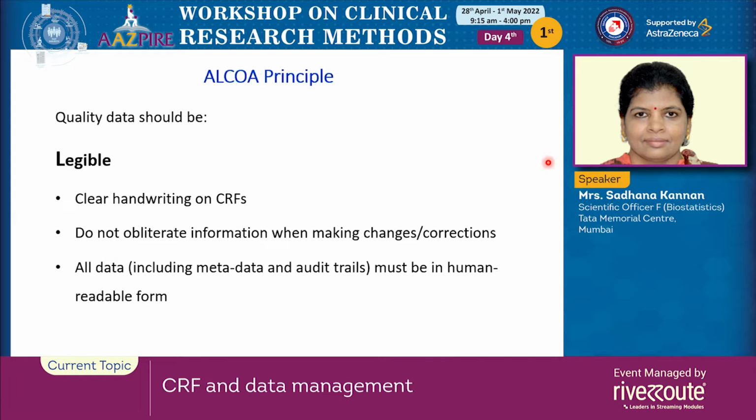So now, the second principle is called legibility, right? You should have clear handwriting on the CRF. You should not be scribbling, and you should be neatly written. And do not obliterate information when making changes or corrections. Whenever you make a change, strike it through and write the new value, and sign it properly against it, so that you are taking the responsibility as an investigator that this data has been changed and you are aware of it. Right? So all data, including metadata and audit trails, must be in human readable form.